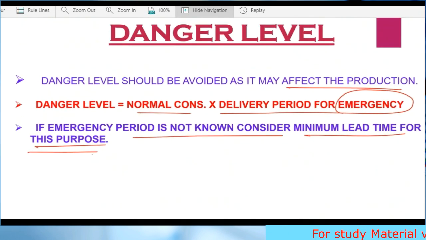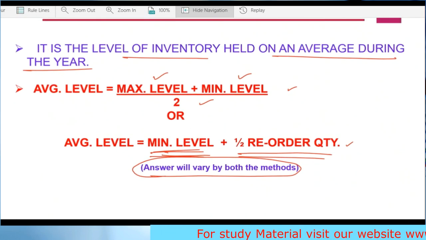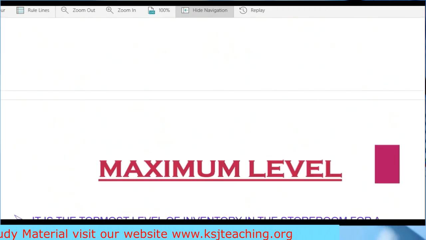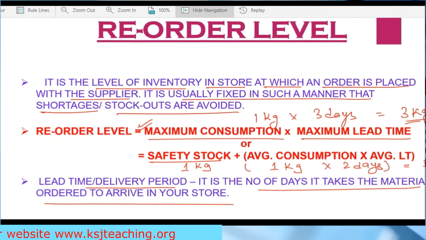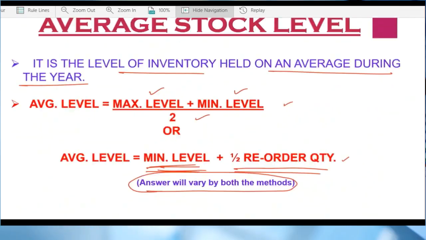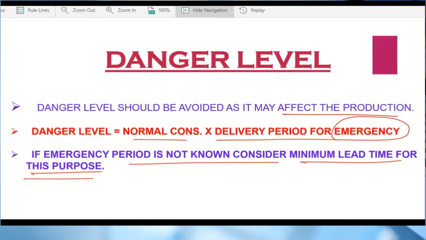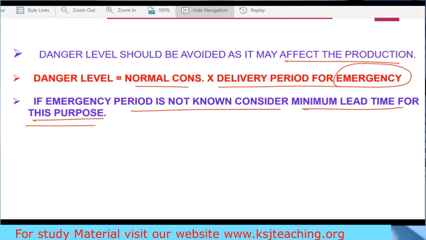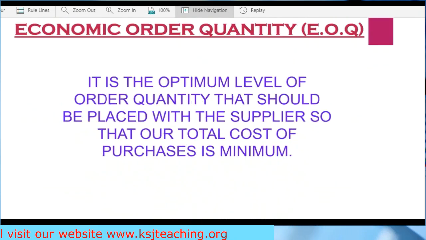Let's continue with our session, and we have been discussing material costing. In the last lecture we discussed the various levels of inventory. We started with the reorder level, then we discussed the maximum level, minimum level, average stock level and the danger level. I hope all of you have gone through this properly and revised the lecture, with the handbooks and the questions.